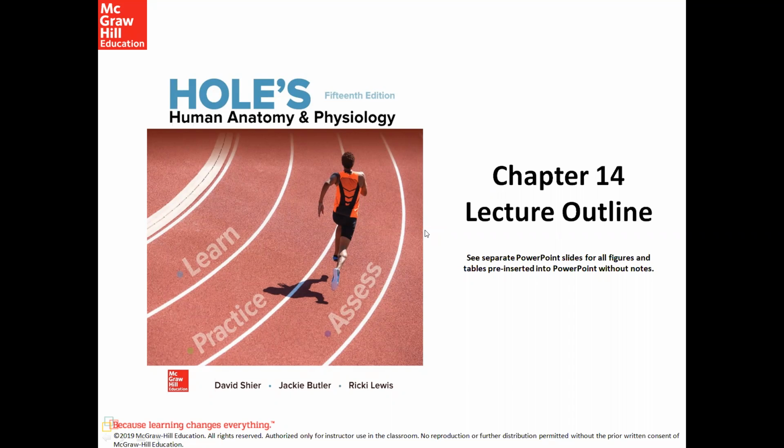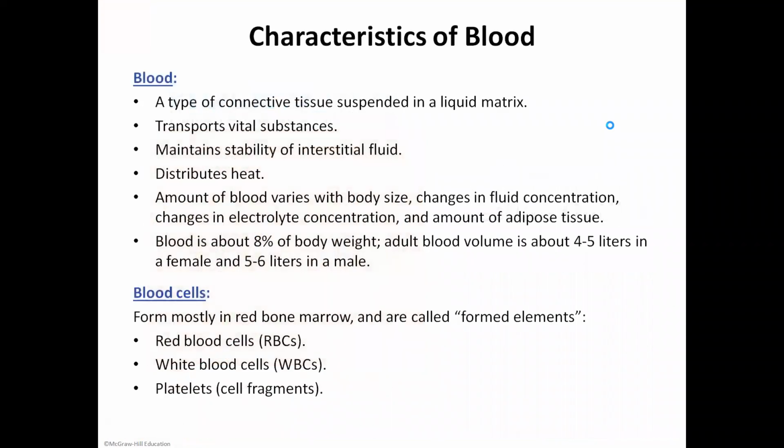When we think about blood, keep in mind that this is a connective tissue, and this connective tissue has a liquid matrix. If you remember, there are cells, and then there's this extracellular matrix that goes around them. Blood is going to transport vital substances. It helps with distribution of heat, and it actually helps to maintain stability of interstitial fluid.